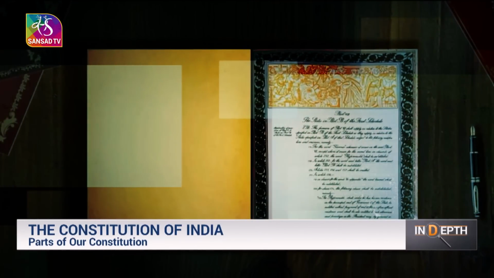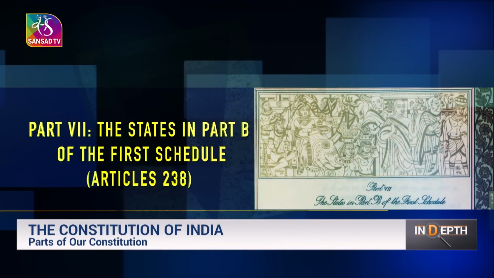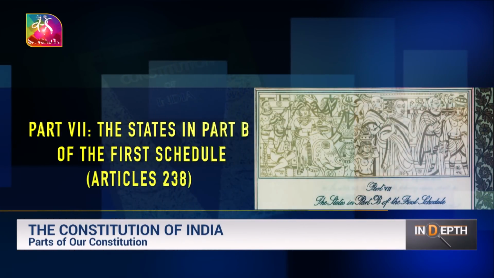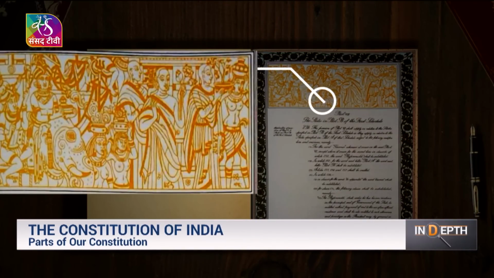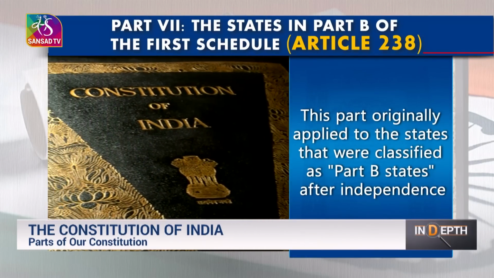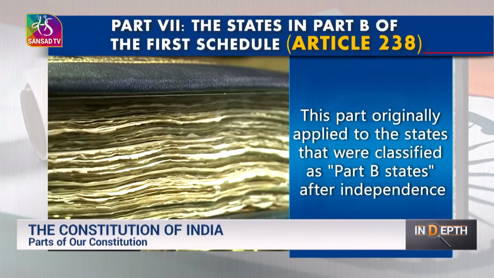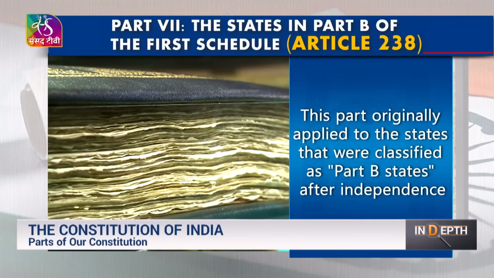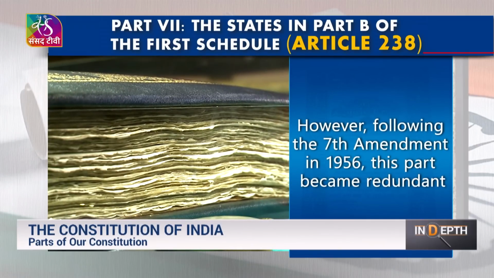Part 7. The states in Part B of the first schedule, Article 238. This part originally applied to the states of the Indian Union that were classified as Part B states after independence. However, following the 7th Amendment in 1956, this part became redundant.